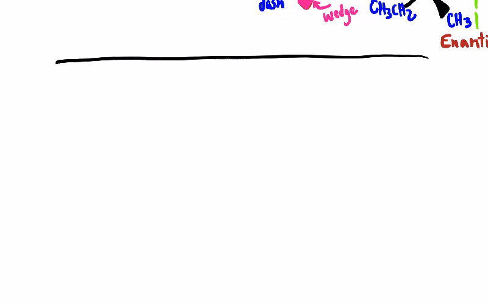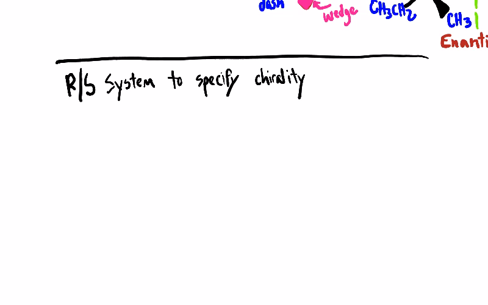And the way that we do this is by using what we call RS nomenclature, or the RS system, to represent stereochemistry, to represent specifically what enantiomer we're dealing with. So the RS system will be used to specify the stereochemistry, or we could also refer to it as the chirality. And when we're talking about this, we're always going to be referring to a specific carbon atom.